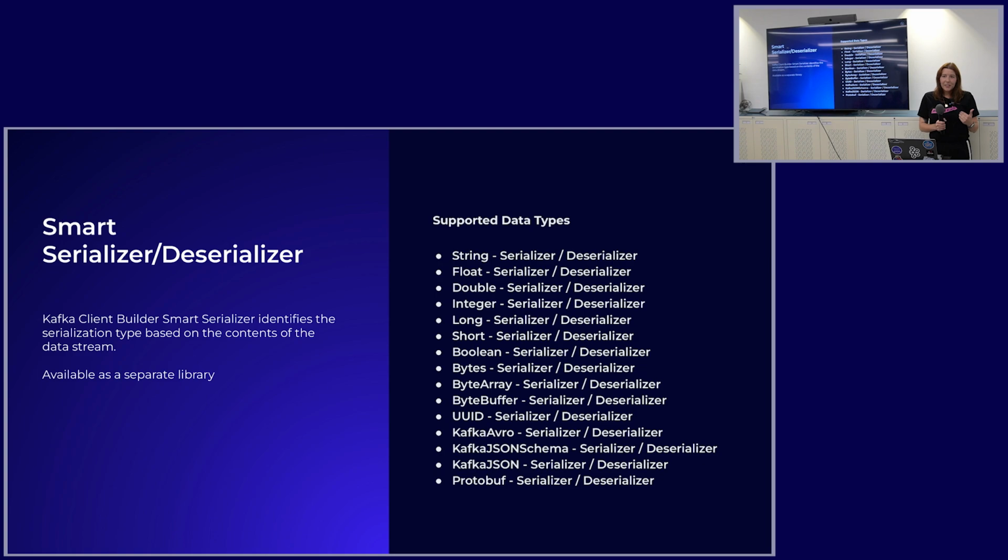So by using this, we avoid having to know to begin with what data type we're using and having to configure exactly which is the correct serializer. You could still do that if you really wanted to, but you don't have to. It takes away that hassle for you. It figures it out for you. This will be available as a separate library outside of Kafka Client Builder as well, just to let you know. So it has other applicable uses that you might be interested in as well.